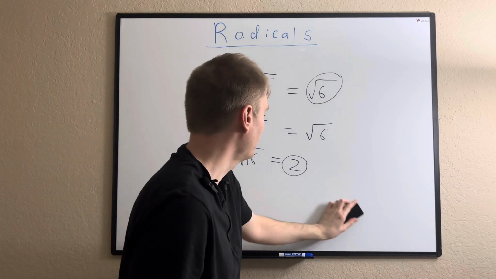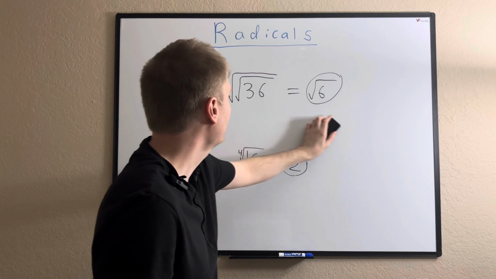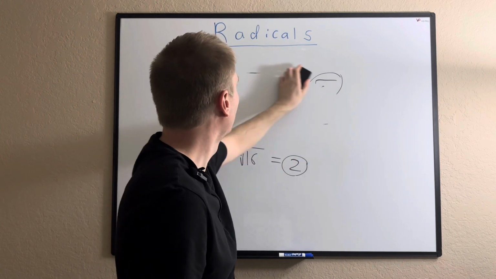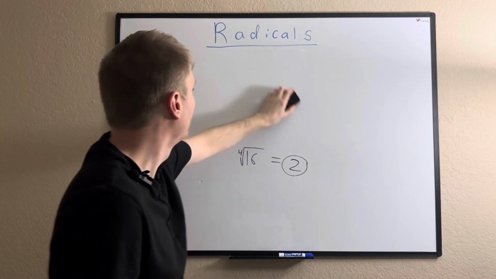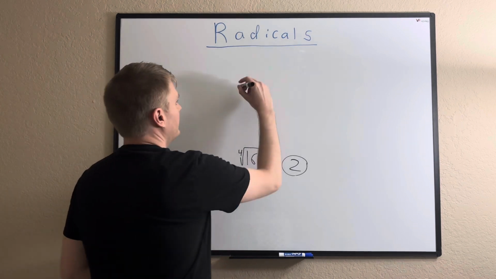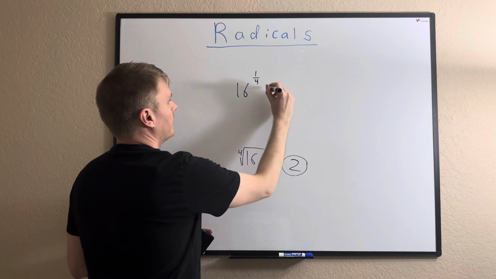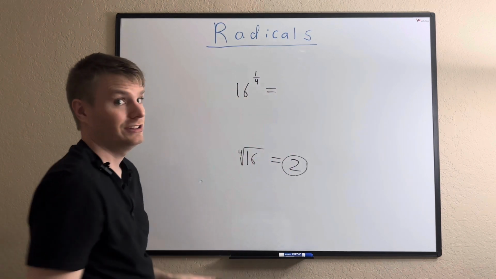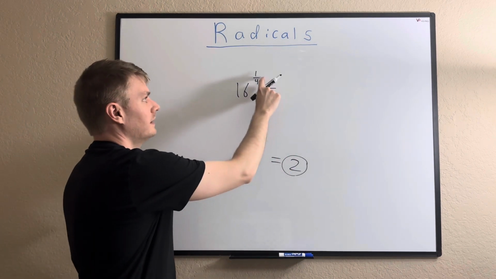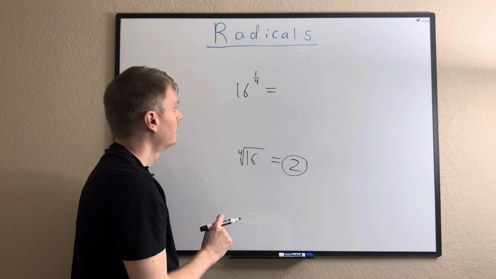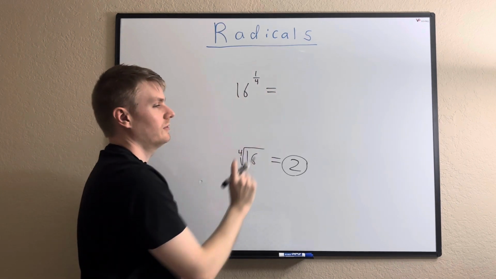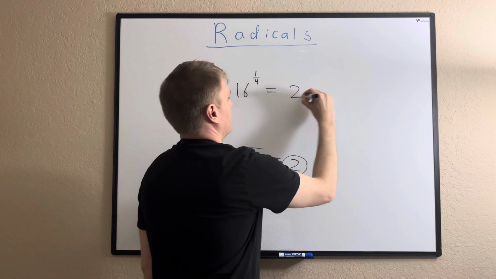Now, there's another way to write that. 4th root of 16. And this is kind of the concept behind radicals. It's actually just an exponent. It's an exponent that is a fraction. 16 raised to the 1/4 power. Same thing.